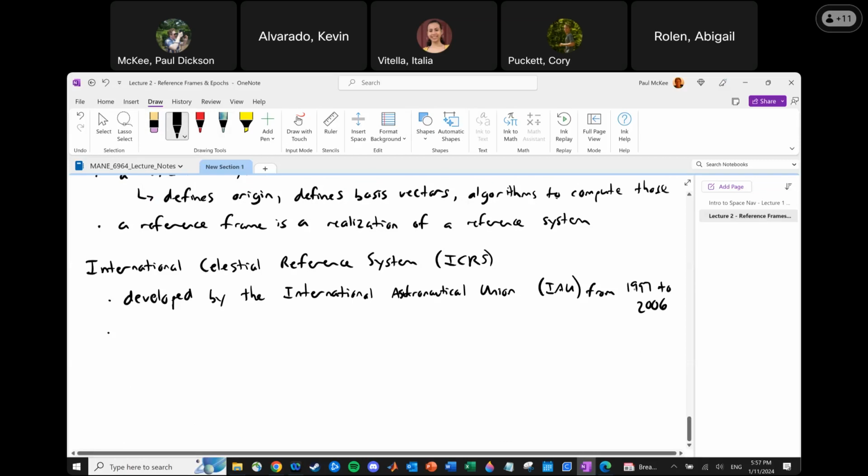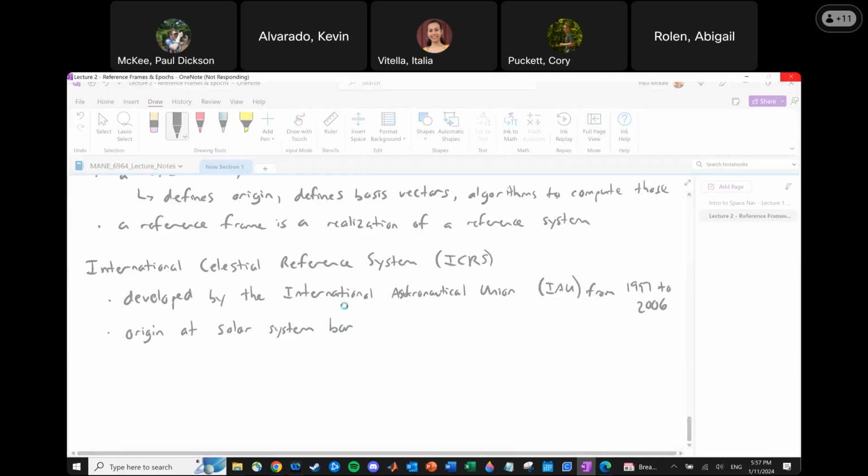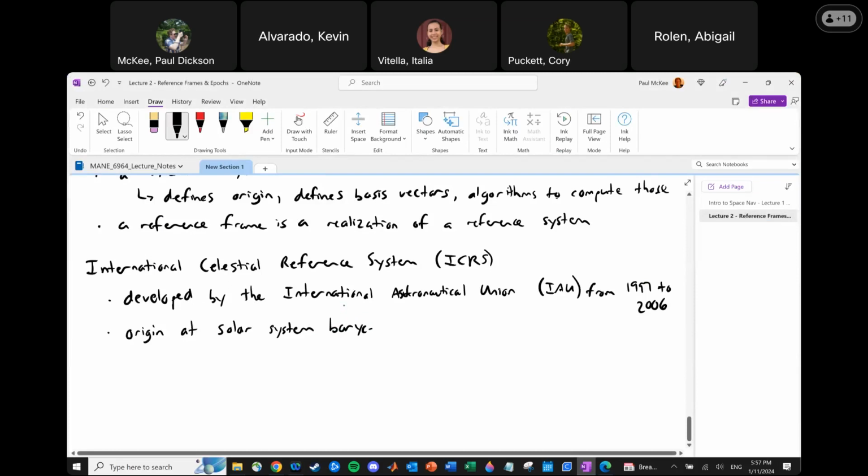So the origin is not actually at the sun. The origin is placed at what we call the solar system barycenter. Barycenter, what we might call the SSB, which is really the solar system center of mass.